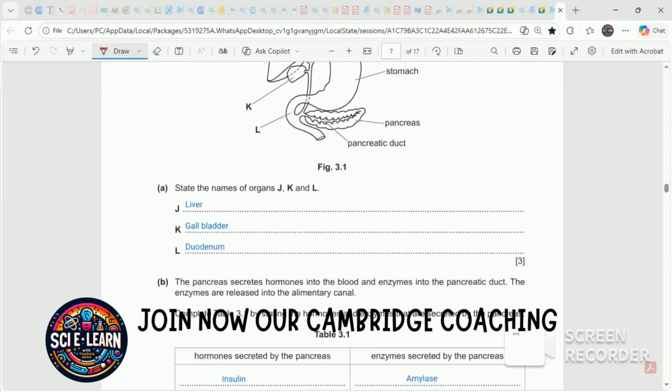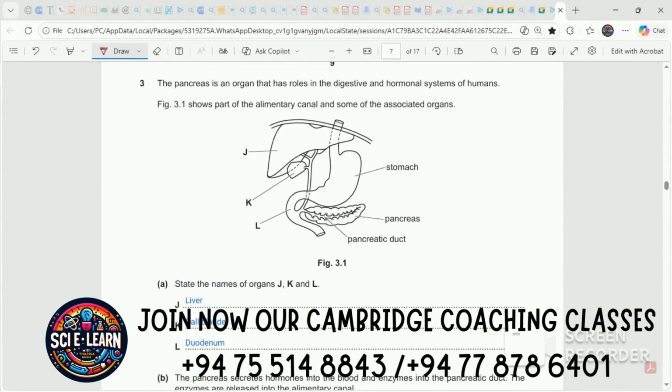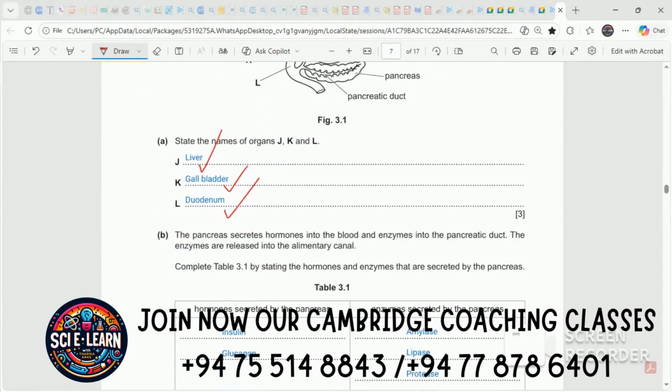So the first question under this is: state the names of the organs J, K, L. J is the liver, you're correct, and K is the gallbladder, and then L is the duodenum. Good, perfect. So those are the three parts. You can either say duodenum, or else it is also acceptable if you have mentioned it as small intestine.